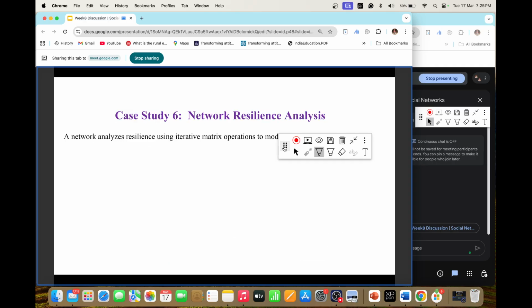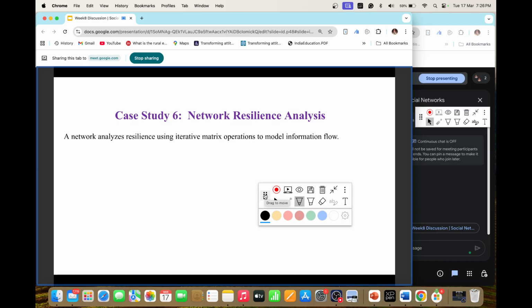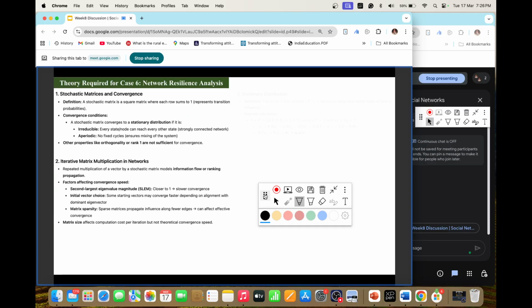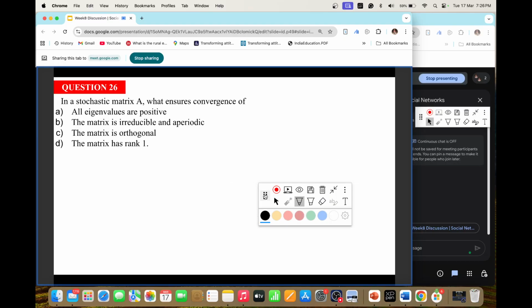Now the last case, network resilience analysis, using iterative matrix operations to model information flow. I am not discussing these details, let's move on to the question. In a stochastic matrix A, what ensures convergence? All eigenvalues are positive?